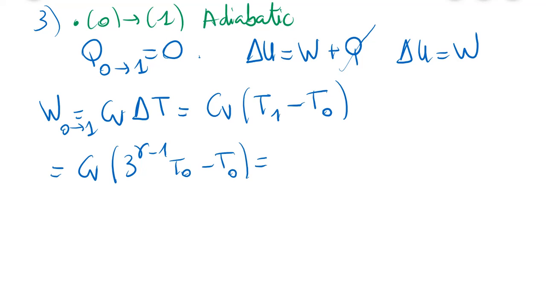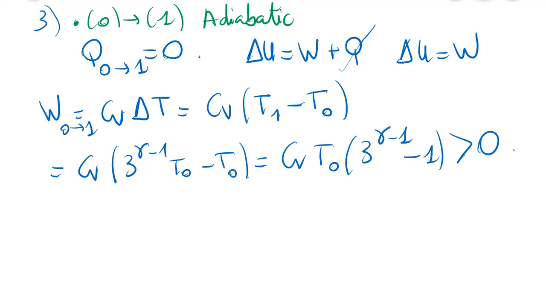Finally, I'm going to factorize by T0. And this is the final result that I have here, which is positive. So if my work is positive during this specific transformation, it means that during this specific transformation, again, I insist on that because I'm not talking now about the whole cycle, just about this time, then the system is receiving mechanical energy from the outside.